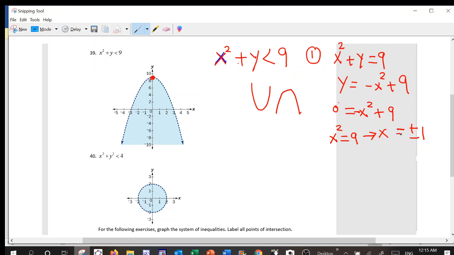So x is plus and minus 1. So plus and minus 3, what am I saying? Why 1? All right, so it's plus and minus 3. So these are the two x-intercepts, and we know this parabola opens down. So now we graph it with what? With a dotted line, as you see, right?